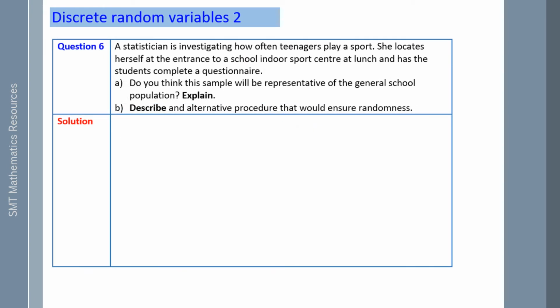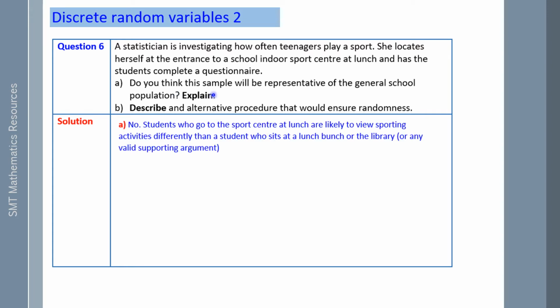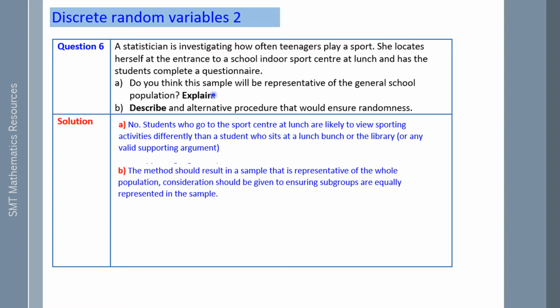A statistician is investigating how often teenagers play a sport. She locates herself at the entrance to a school indoor sports center at lunch and has the students complete a questionnaire. Do you think this sample will be representative of a general school population? Explain. No. The students who go to the sports center at lunch are likely to view sporting activities differently than a student who sits at lunch on a bench top or in a library, for instance, or any other sort of valid supporting argument.